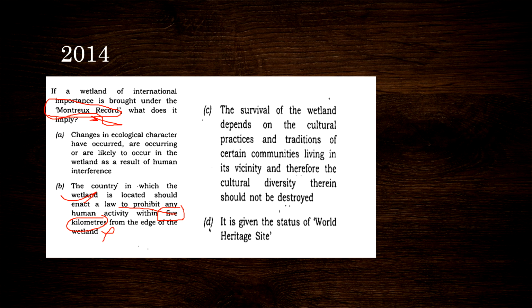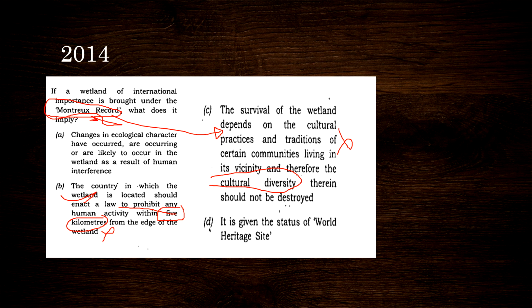Now, the survival of the wetland depends on the cultural practices and traditions of certain communities living in its vicinity, and therefore the cultural diversity therein should not be destroyed. If cultural diversity was the concern, then we need not have this environmental convention in the picture. We should have some cultural convention like UNESCO or something. So this is kind of an absurd option.